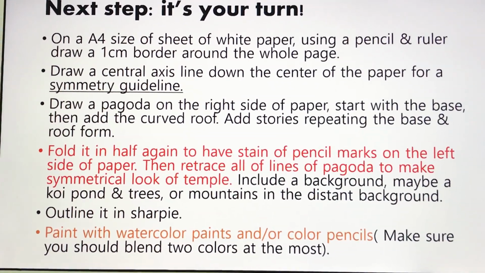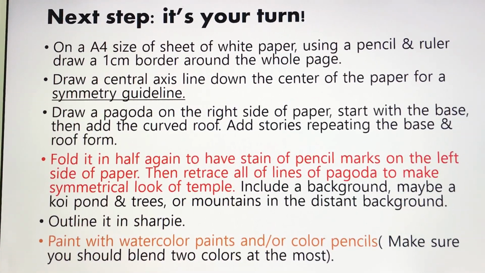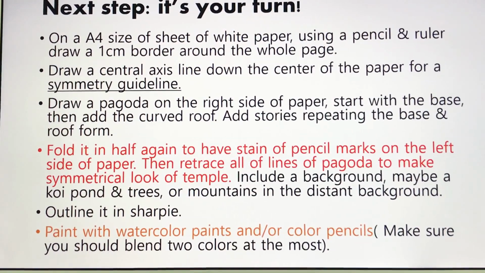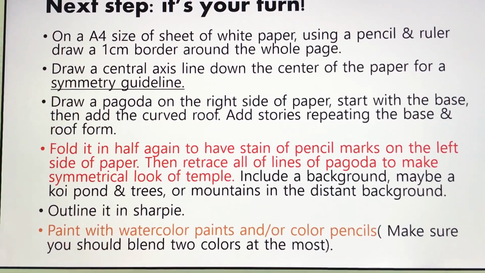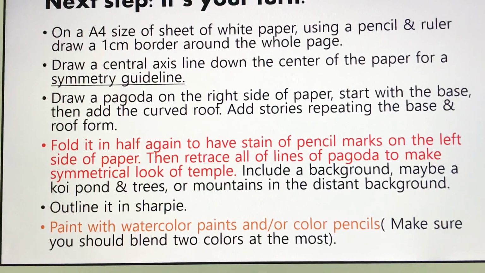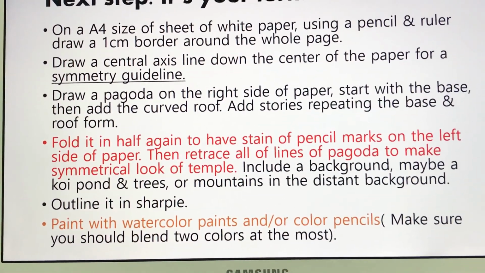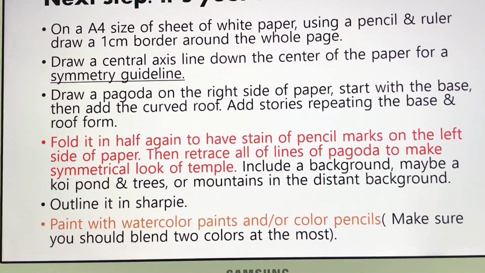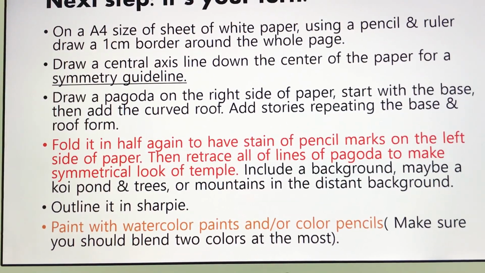I want you to prepare an A4 size sheet of paper. If you have a much bigger one, that couldn't be better. Using a pencil and ruler, if you can bring it, I want you to draw a 1 centimeter border line around the whole page. Then you need to draw the central axis, which means you are going to fold it in half. That's the guideline of symmetry.